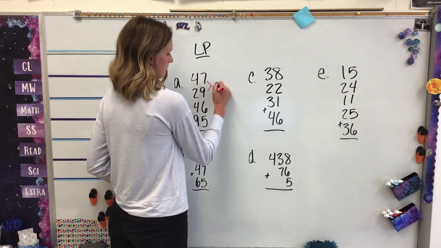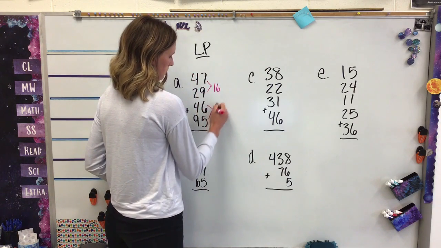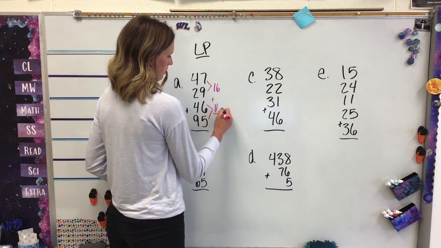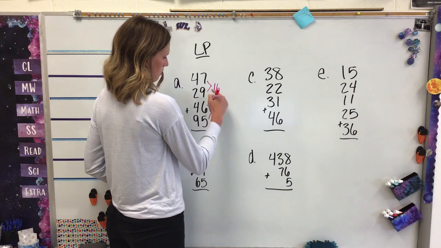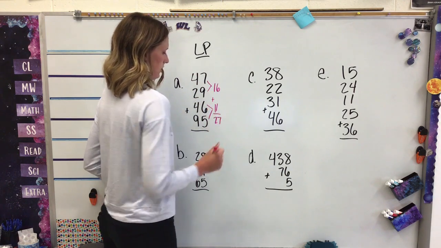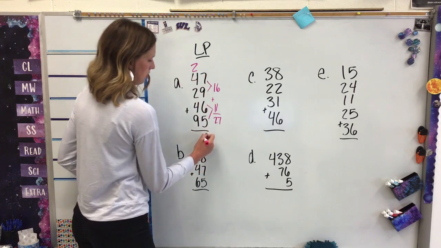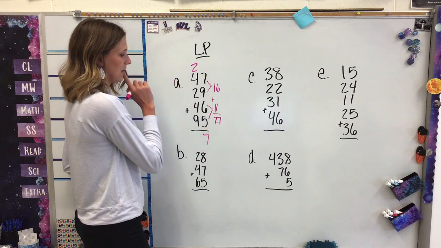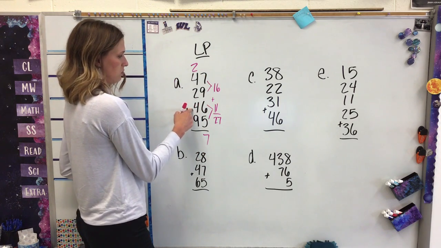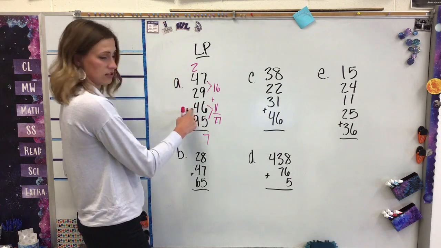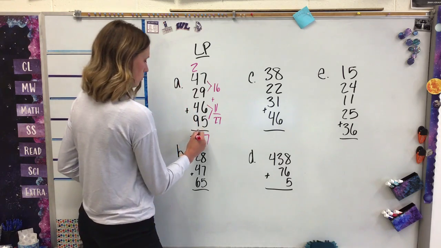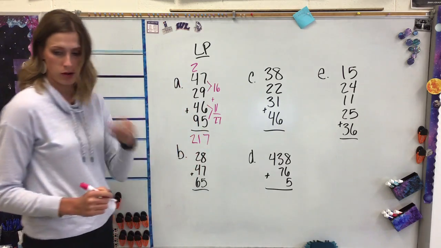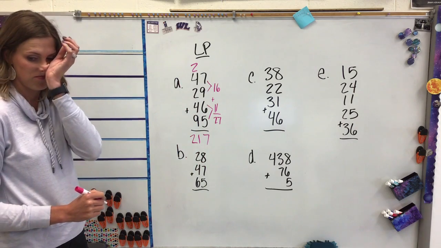7 plus 9 is 16. 6 plus 5 is 11. So then when I add those, 6 plus 1 is 7. 1 plus 1 is 2. So I get 27. 2 goes up. 7 comes down. 2 plus 4 is 6. 2 plus 4 is also 6. So 6 plus 6 is 12. Plus 9 more is 21. So I get 217.